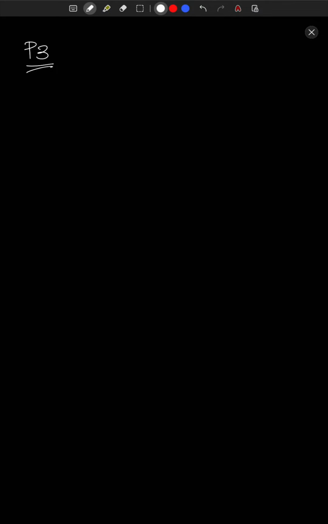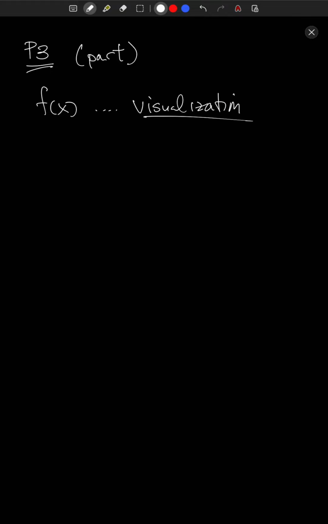All right, so this is going to be section P3 of the book. We're only going to do part of it today, so we'll be doing this section over the course of a few weeks. So this section is where we start working with functions and visualizing them. All right, so by that, we mean the graph.